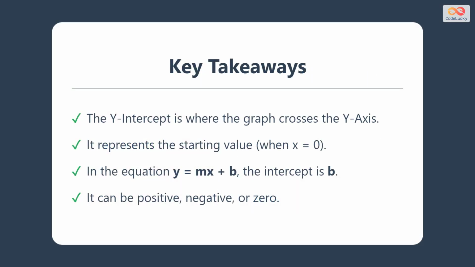To summarize, remember these key points. The y-intercept is where the graph crosses the vertical axis. It represents the starting value when x is 0. In the equation y equals mx plus b, it is the b value. Keep these in mind, and you will master graphing lines in no time.